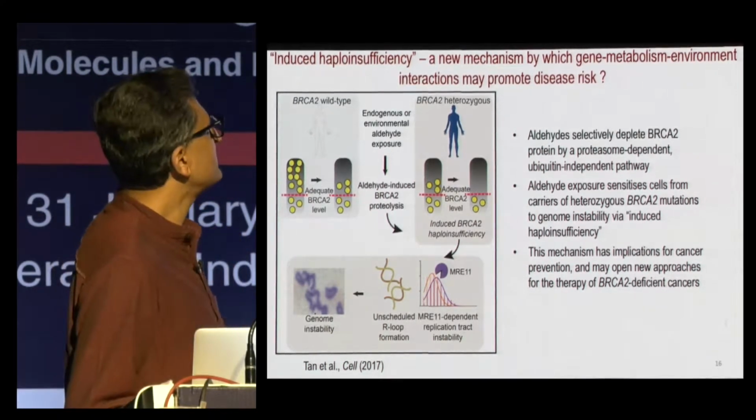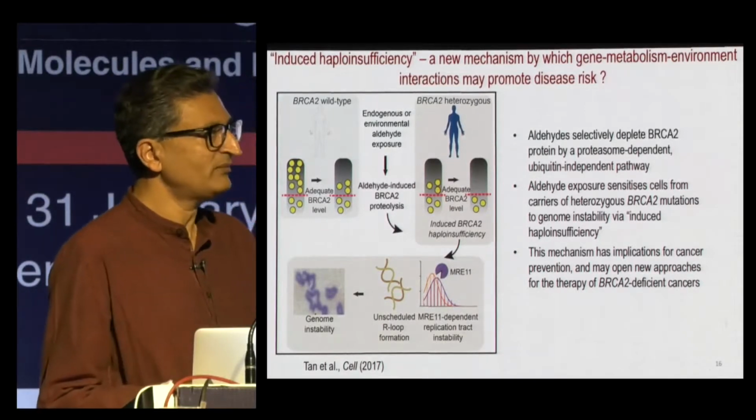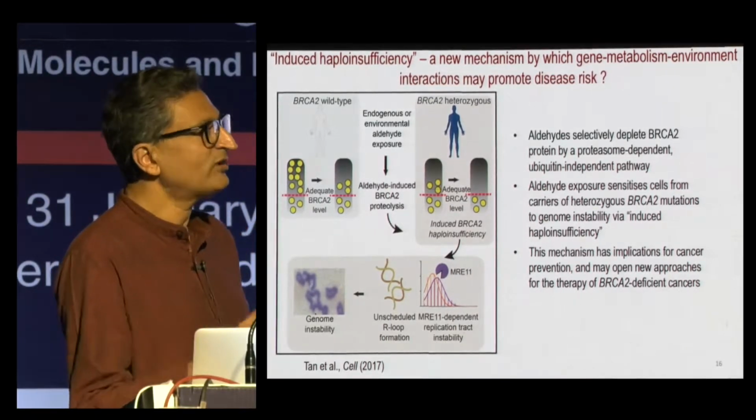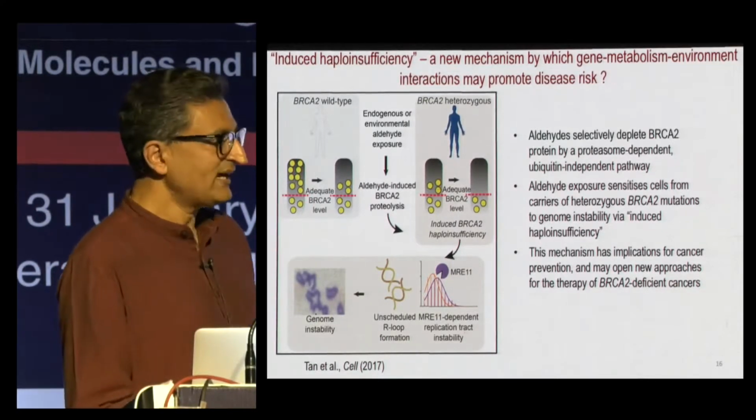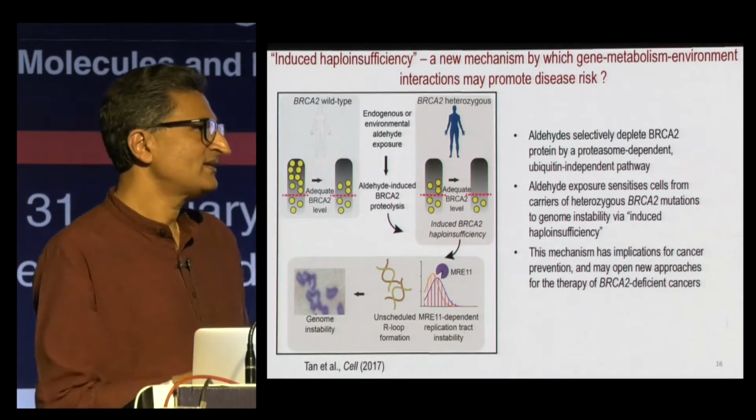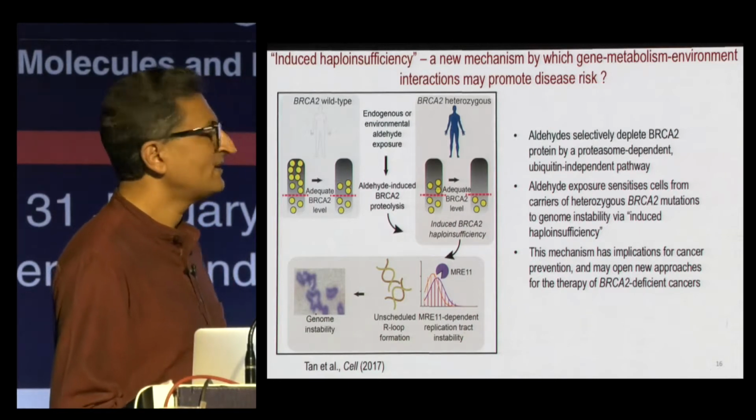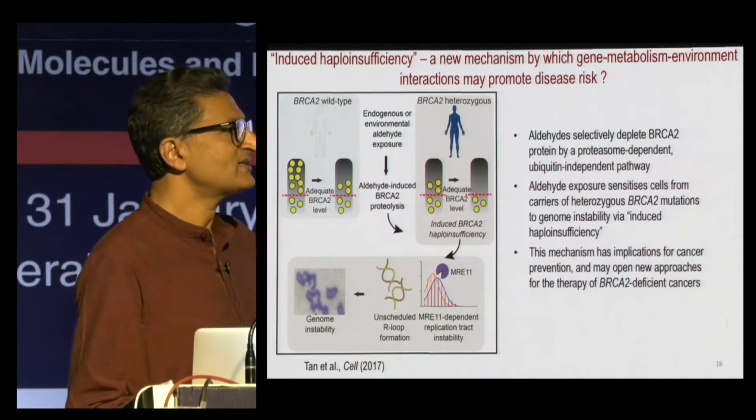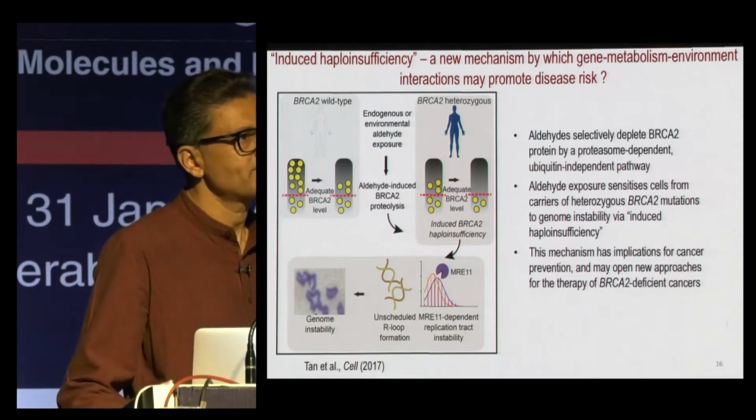The idea is that BRCA2 heterozygous mutation carriers are perfectly normal, but they have lower amounts of BRCA2. When exposed to aldehydes, induced proteolysis pushes the BRCA2 protein levels below the functional threshold, and this makes these carriers exquisitely sensitive to the effects of aldehydes.